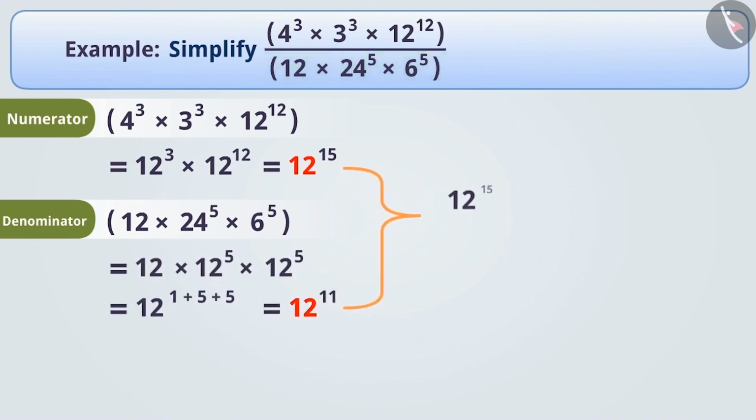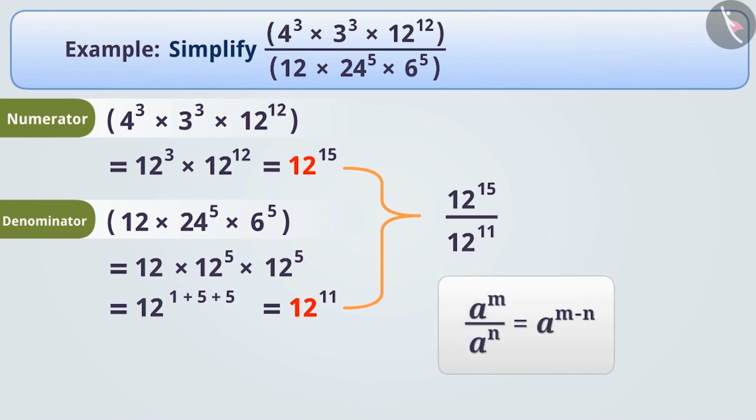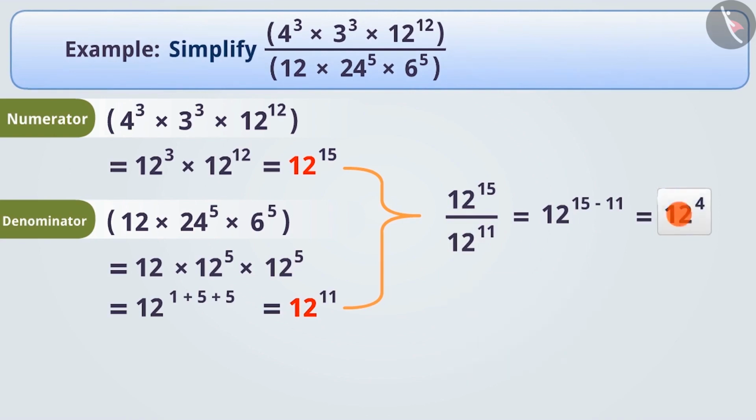Now, we will solve 12 to the power of 15 divided by 12 to the power of 11. For this, we will use the law a to the power of m divided by a to the power of n, which is equal to a to the power of m minus n. Using this law, we can write 12 to the power of 15 divided by 12 to the power of 11 is equal to 12 to the power of 15 minus 11, which is equal to 12 to the power of 4. So, the simple form of the given example is 12 to the power of 4.